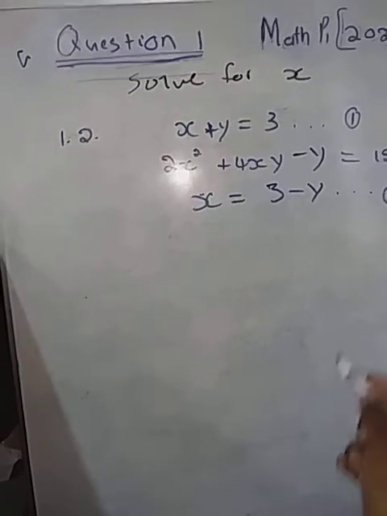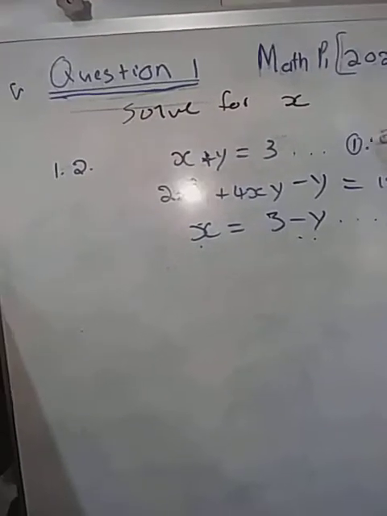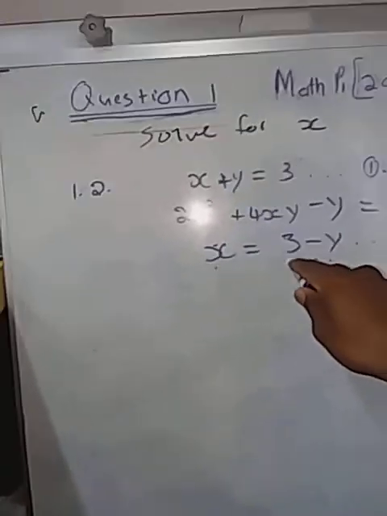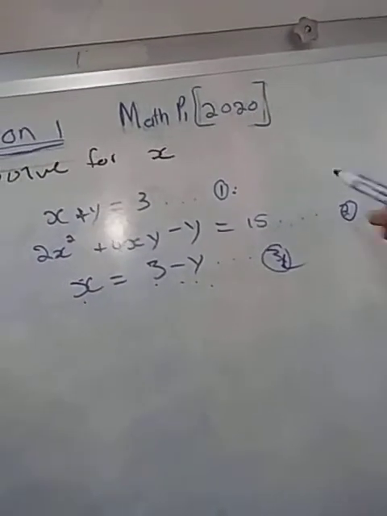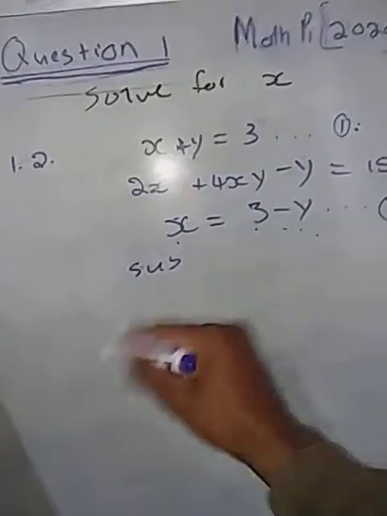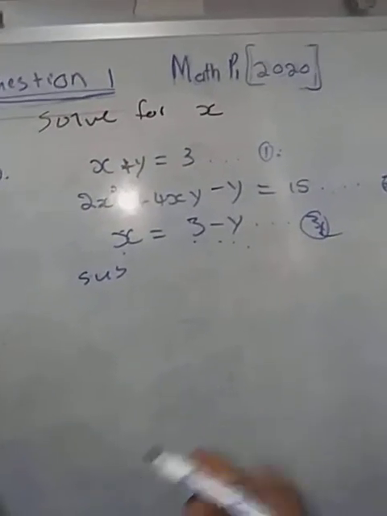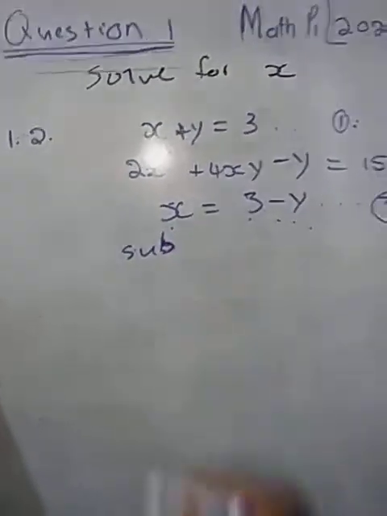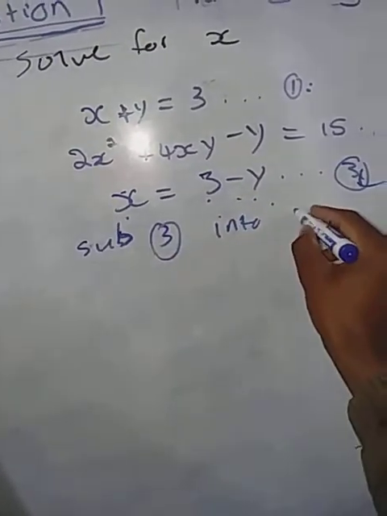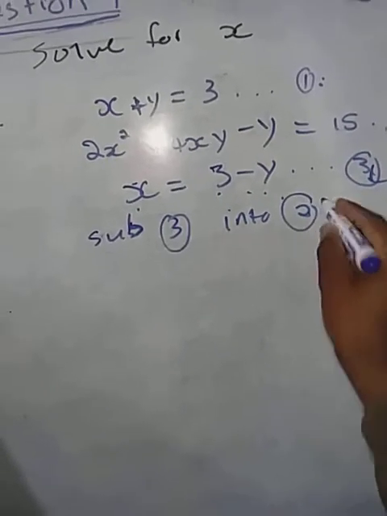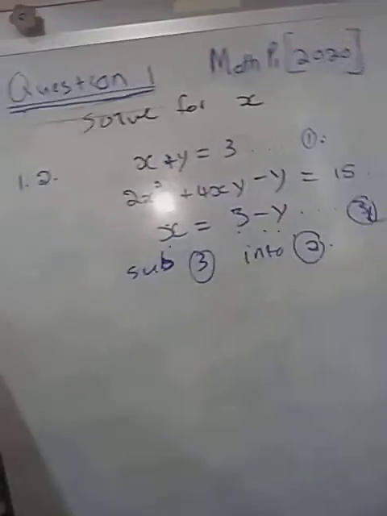Since we have x equals 3 minus y, derived from equation 1, we can't substitute it back there. We obviously have to substitute this equation 3 into equation 2. Then just write sub. Like I said, we don't care about how good your English is in mathematics. You don't need to write substitute. Just write sub equation 3 into equation 2. It's not like you're writing an essay. Here we just want your numbers and notations.